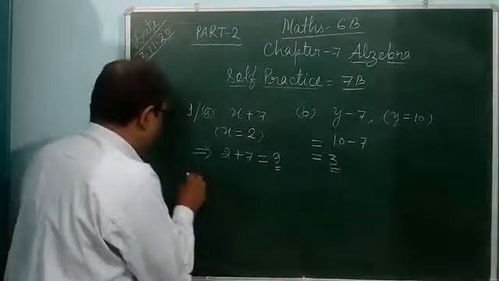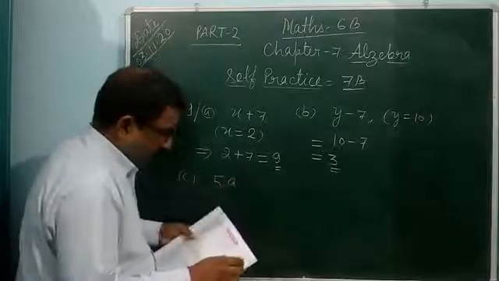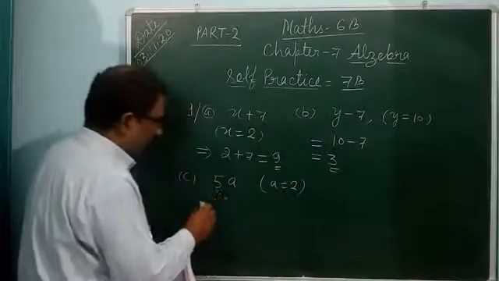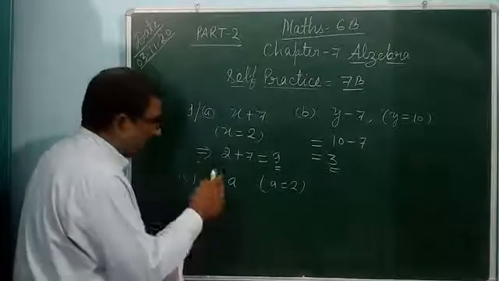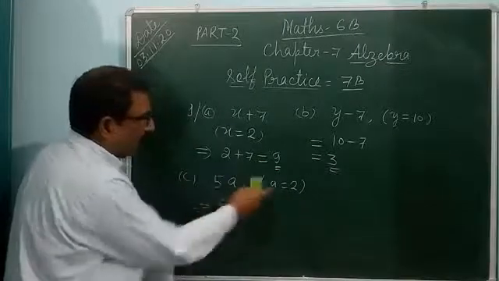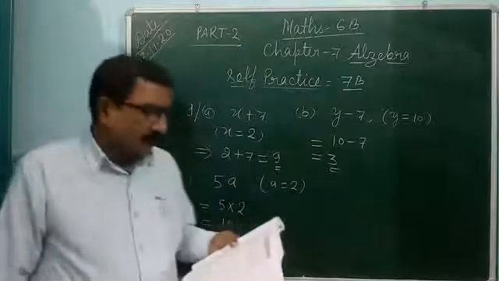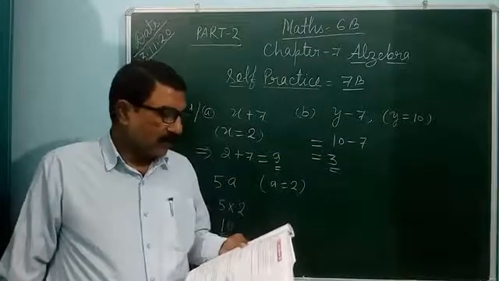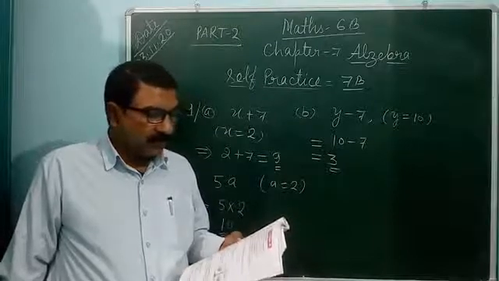Question number C, 5a for a equal to 2. So in the place of a you write 2. 5a means 5 into a. You understand? 5 into a means 2 here. In the place of a you write 2. 5 times 2 is 10. 10 is the answer. Like that you do question number D, E, F yourself. And question number 2A also you can do. 2B also you can do.